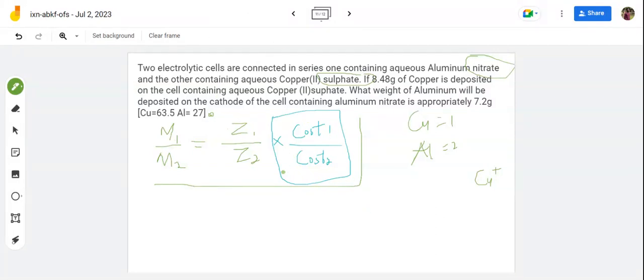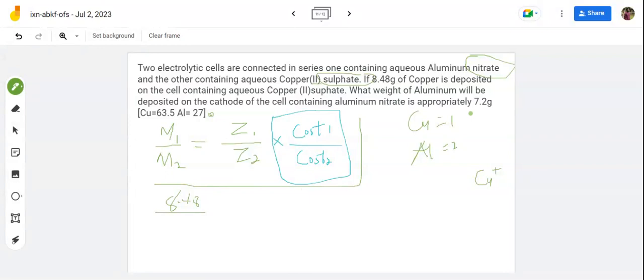Okay, so I hope you guys are also seeing this. From here now, we already have this. My point out of this is that you should take note: they say copper 2 sulfate, you can say copper 1 sulfate. So if the mass of copper now is 8.48 and copper is 1, then 8.48 divided by M2. We are looking for the mass of aluminum.